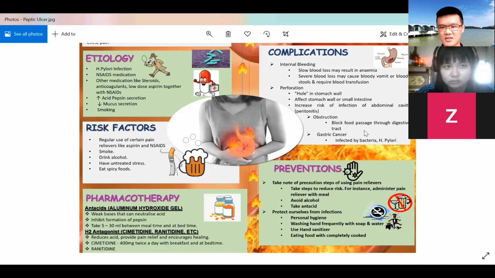And most probably, this is infected by the gram-negative bacteria, H. pylori. Yeah, I will pass it to the next presenter to talk about pharmacotherapy.